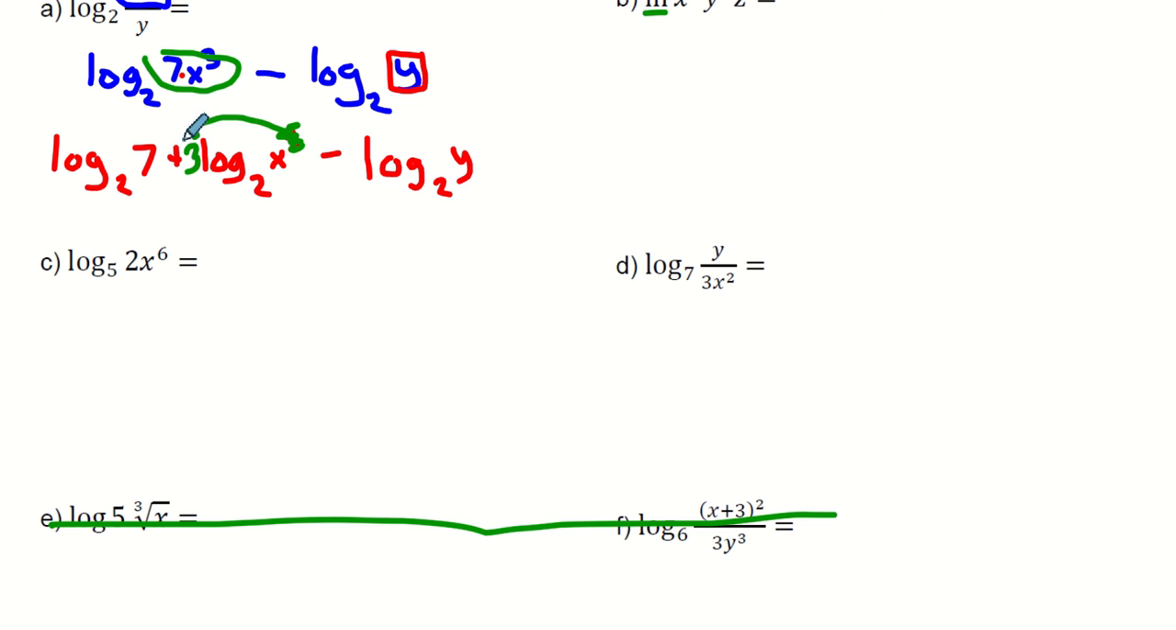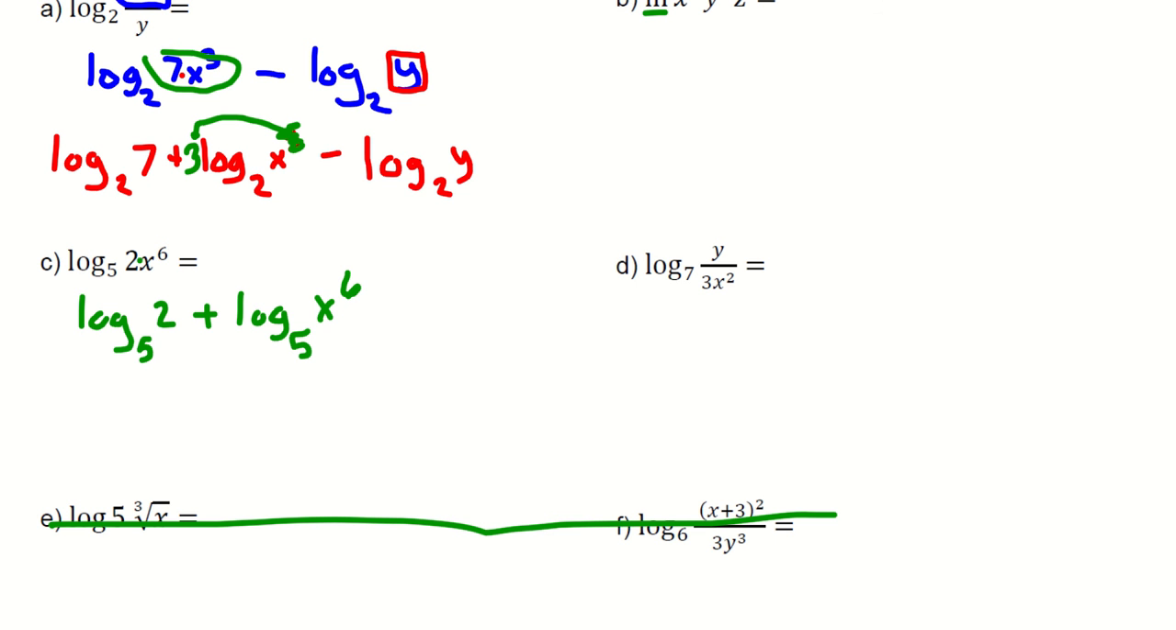So what we need to do first is, this is 2 times x to the 6, and so multiplication is going to become addition. So we're going to say log base 5 of 2, because we're multiplying 2 and x to the 6, so we're going to separate those into 2 logs. So 2 is going to be one argument, and x to the 6 is going to be the other one. So log base 5 of 2 plus log base 5 of x to the 6.